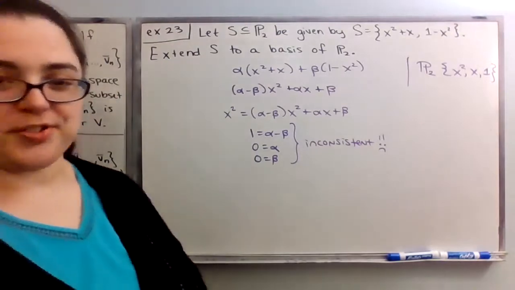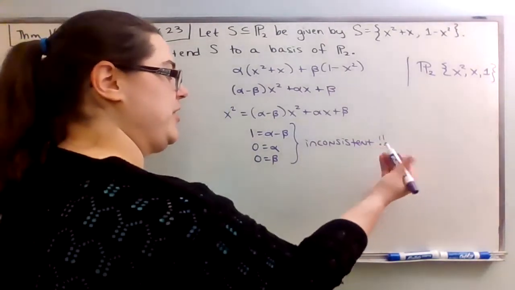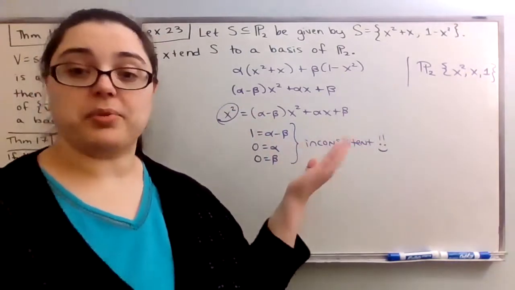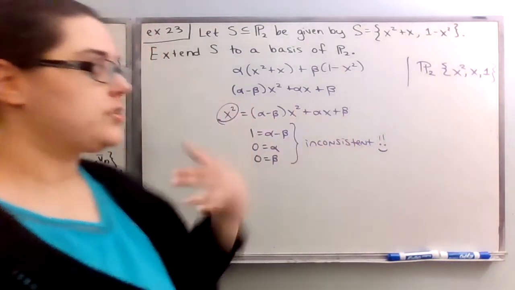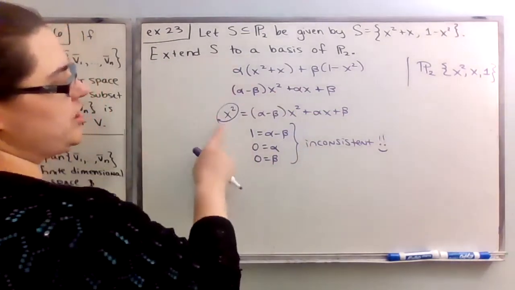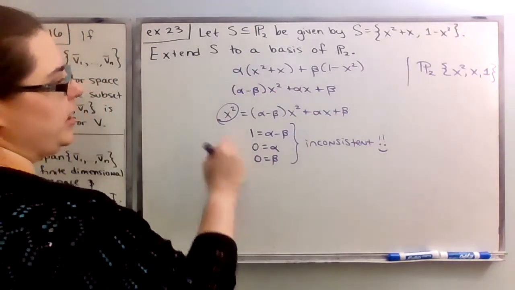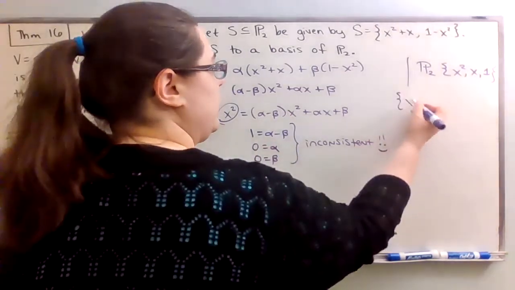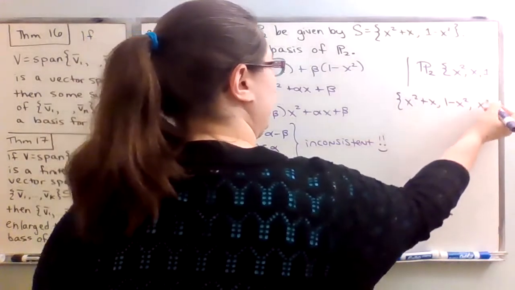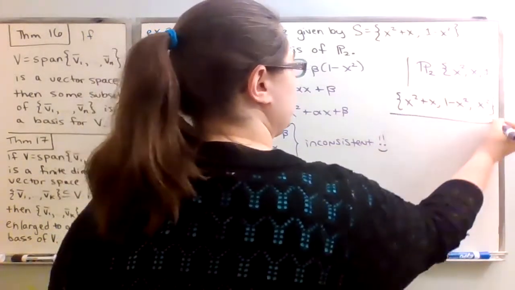This is actually good news. It's not really sad news, because that means this is the missing vector that we need to complete our basis. So to expand or extend our basis, we're just going to toss in x squared. So I'm going to have x squared plus x, 1 minus x squared. And now we're going to expand it by adding in just x squared.